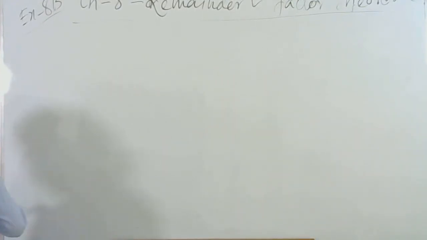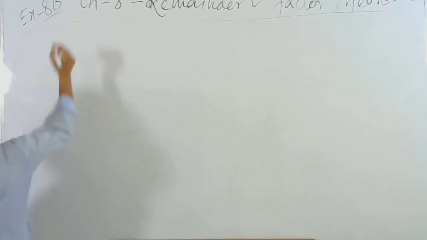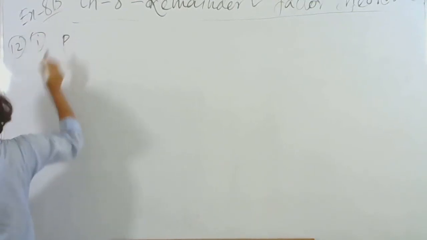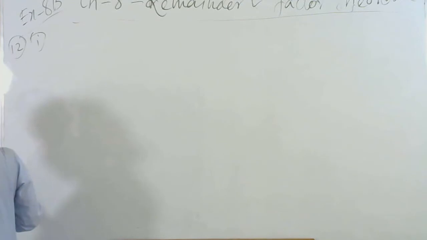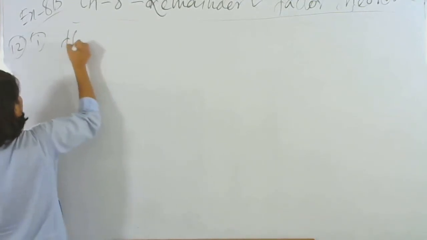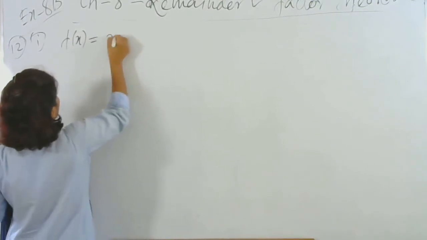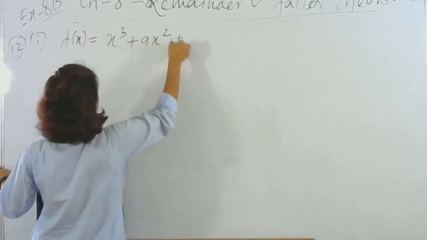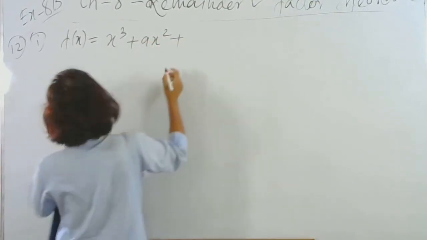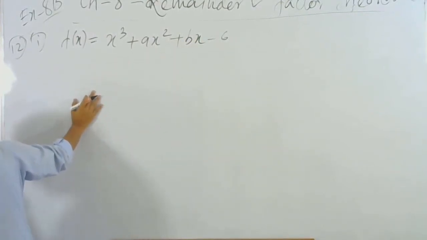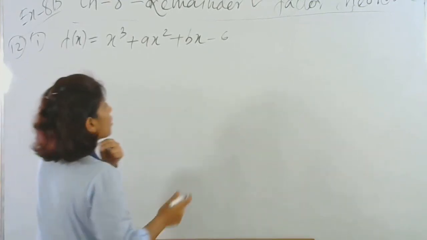Question number 12 says, find the value of a and b such that x minus 1 and x plus 2 are both factors of this. So I'll write p of x or f of x is given as this polynomial, and they say that x minus 1 and x plus 2 are factors.